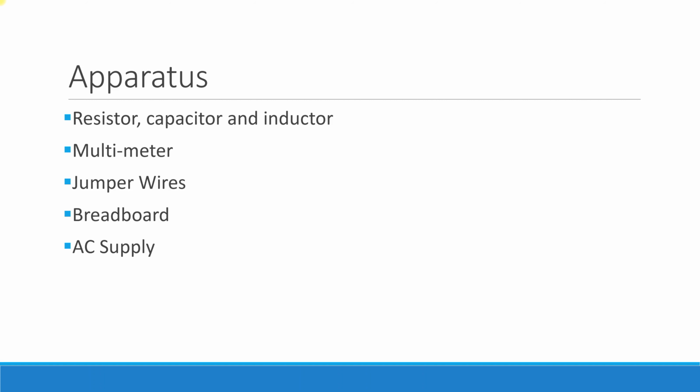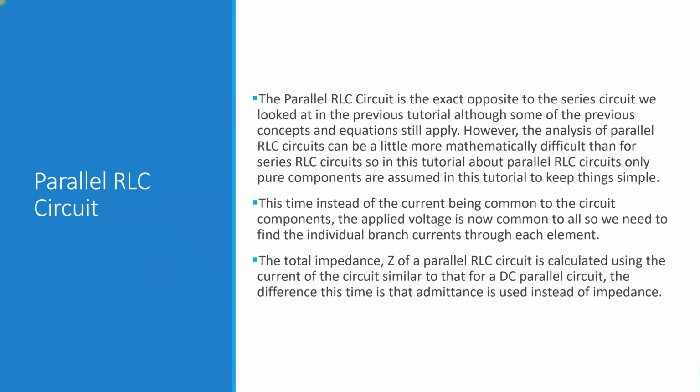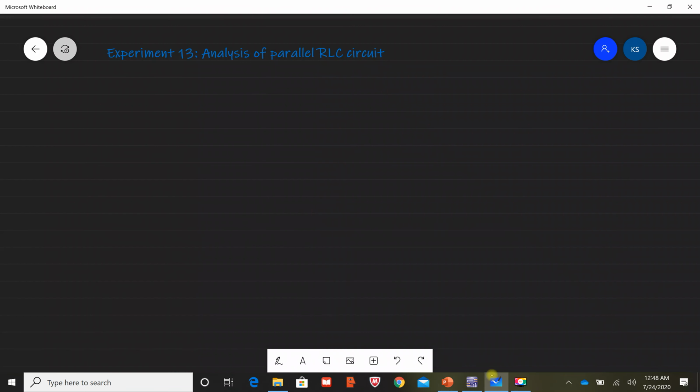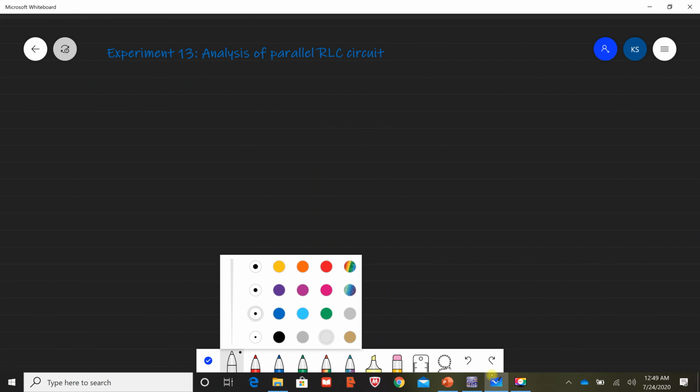You will require similar apparatus to what you have been using in the previous implementations, and I have given some basic details of what a parallel RLC circuit is and what will be required to implement this. Now there are a few important things that you need to understand while implementing a parallel RLC circuit.